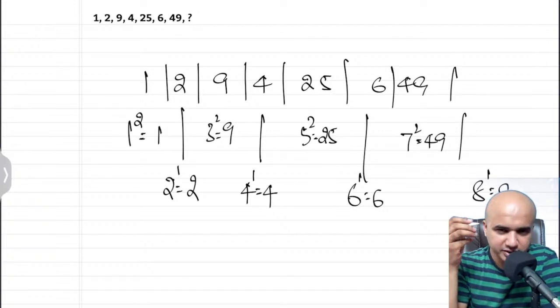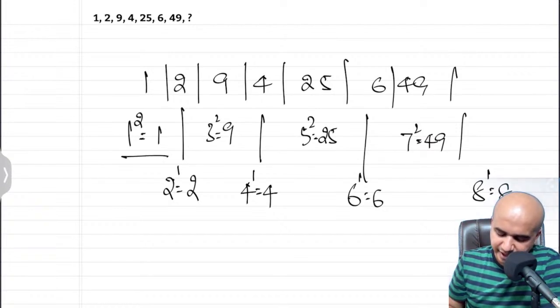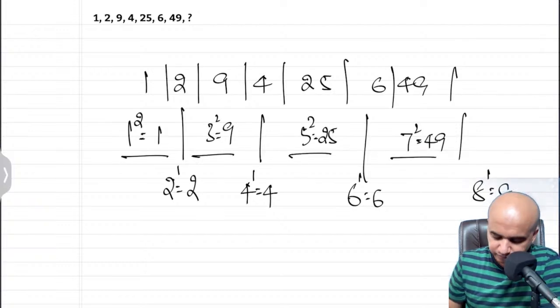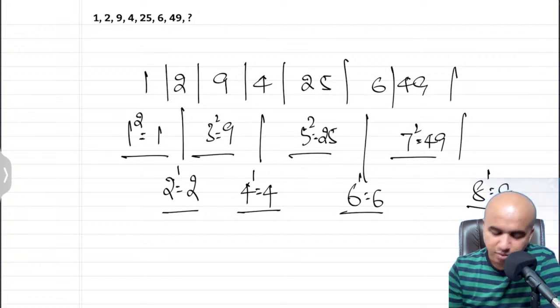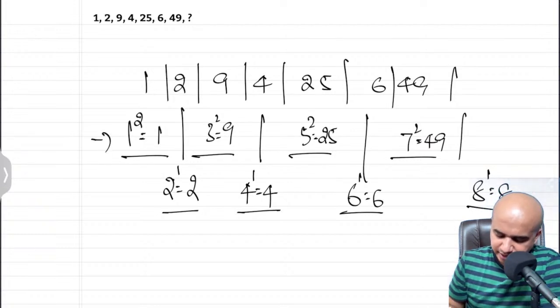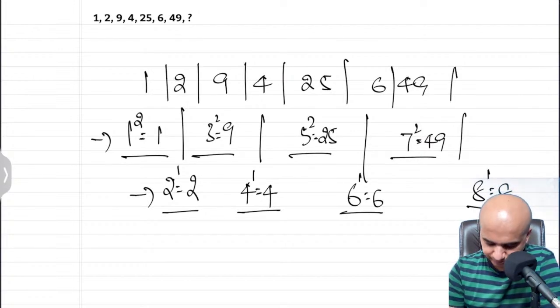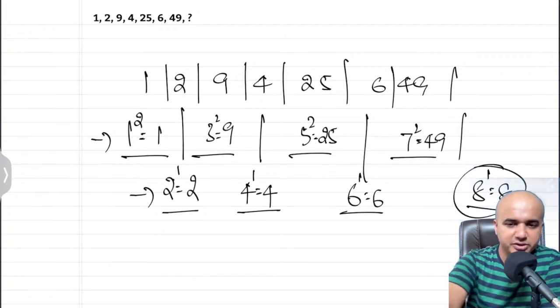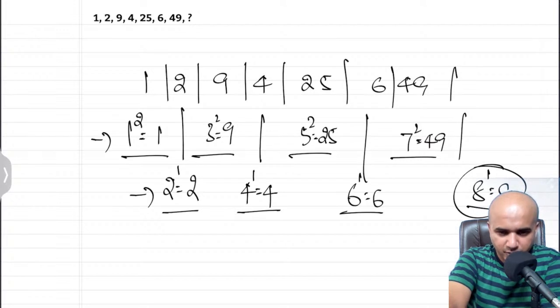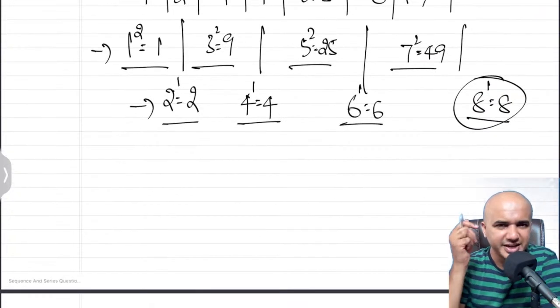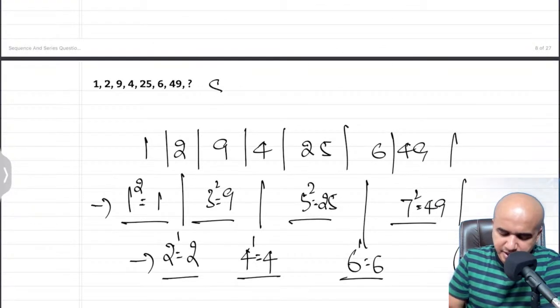So therefore, if you look at this, there are two alternate series. One is just about squaring the odd numbers, and the other is about power of 1 of even numbers. I'm getting confused between odd and even. Anyway, square of odd numbers and power of 1 of even numbers. So if you do that, we will end up with 8, because 8 to the power of 1 is 8 itself. So the next number in the series would be 8.